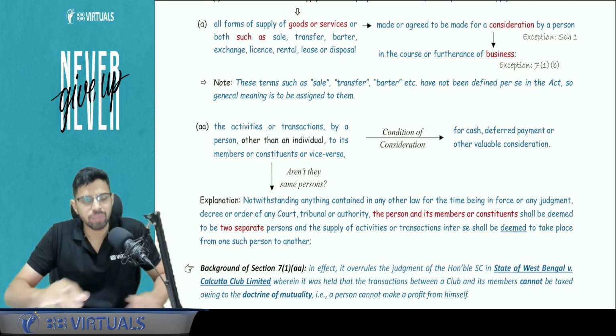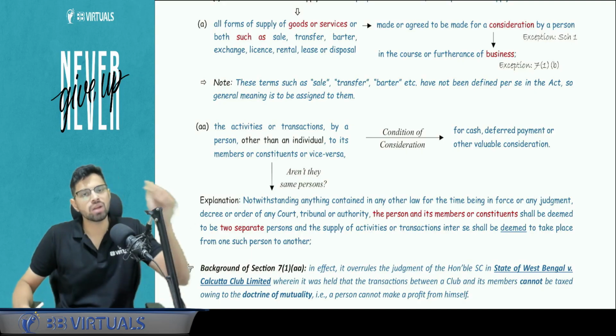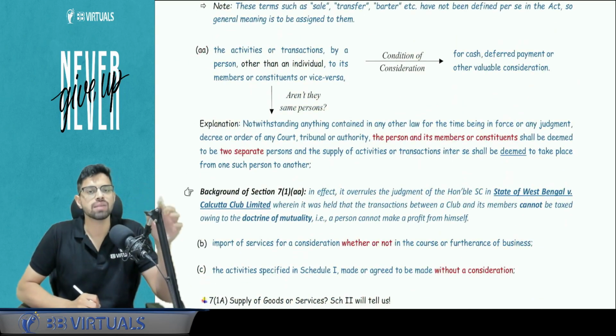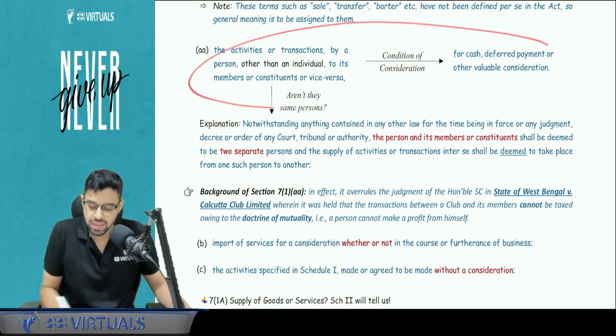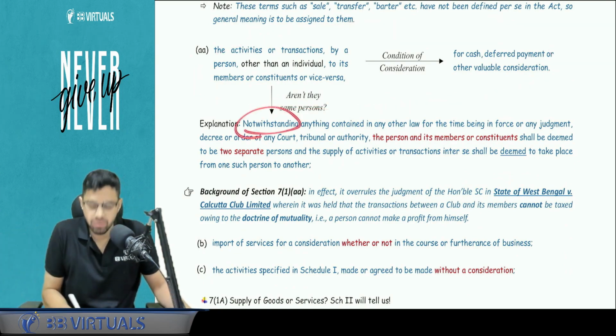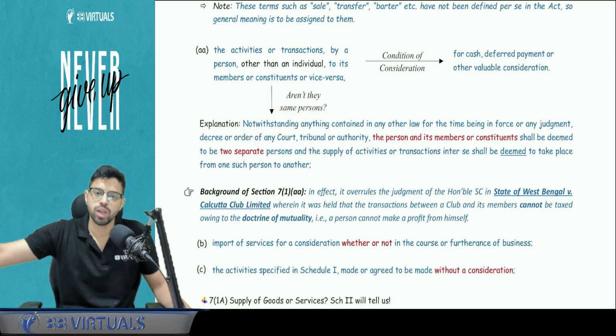So that basically hurt the ego of the government, in simple words, and the government brought in a change. It inserted clause AA, section 7.1 AA, wherein it stated that this is a supply regardless, notwithstanding any other law, any other judgment, any other ruling. So we are going to ignore everything.